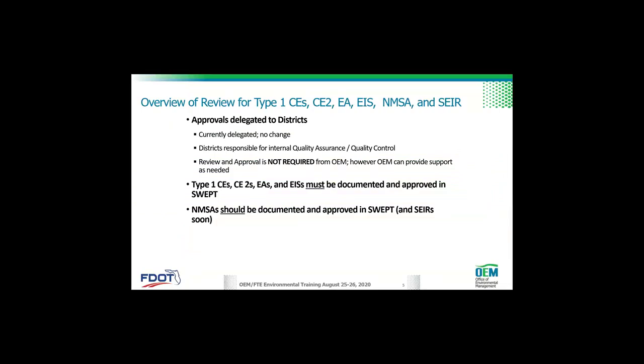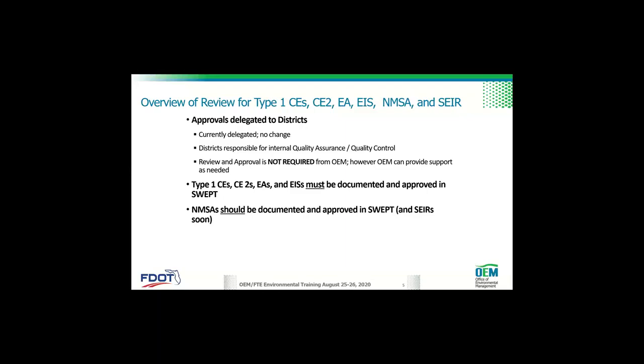So some of the things that we're going to look at is just, at a high level, overall review for type 1s, 2s, EAs, EISs, non-major state actions, and SEERs. We know for type 1s, it's delegated to the district. There's no change. There's no review and approval for us. It all stays down in the districts. It's actually the same way for non-major state action. You guys handle that. You do it. You fill out the form. You approve it. All that stuff.